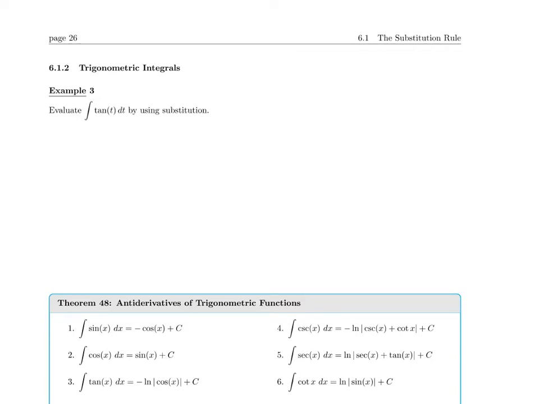In this video, we're going to talk about the substitution rule and how it relates in particular to trigonometric functions. The first example we're going to try is the integral of tangent of t dt by substitution.